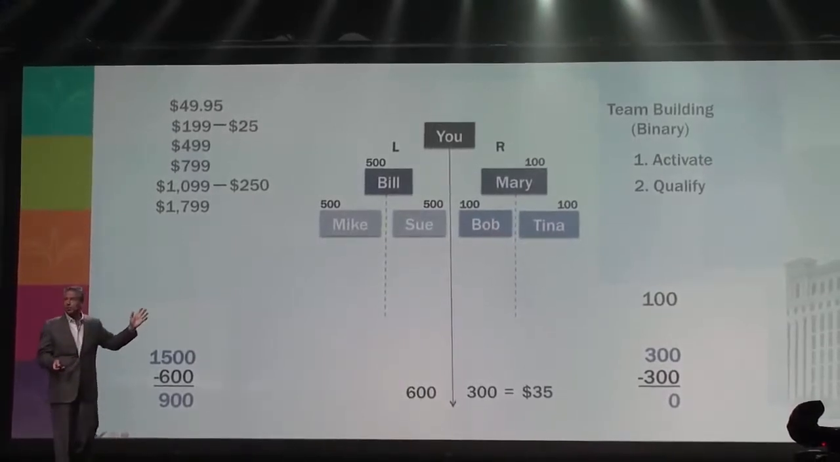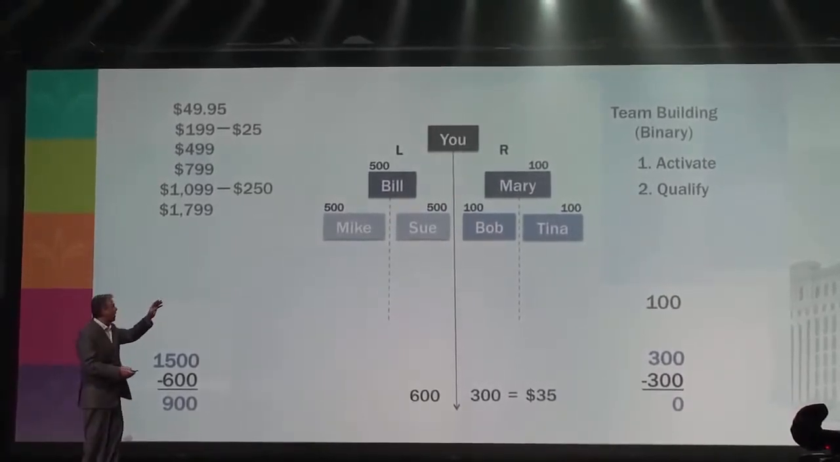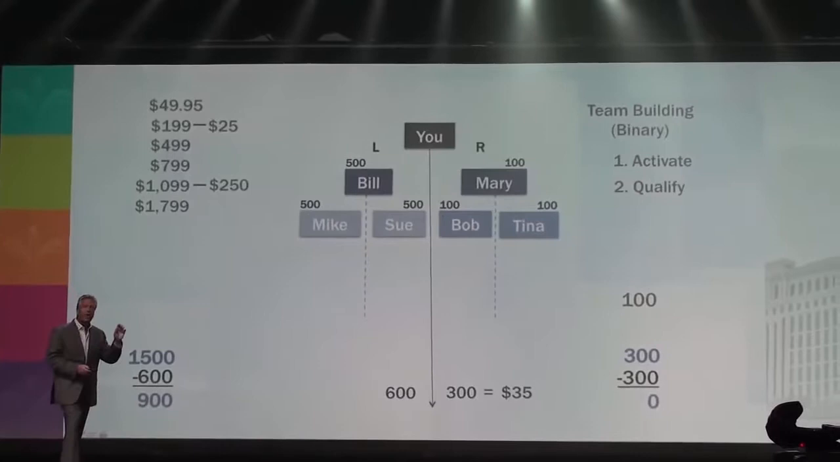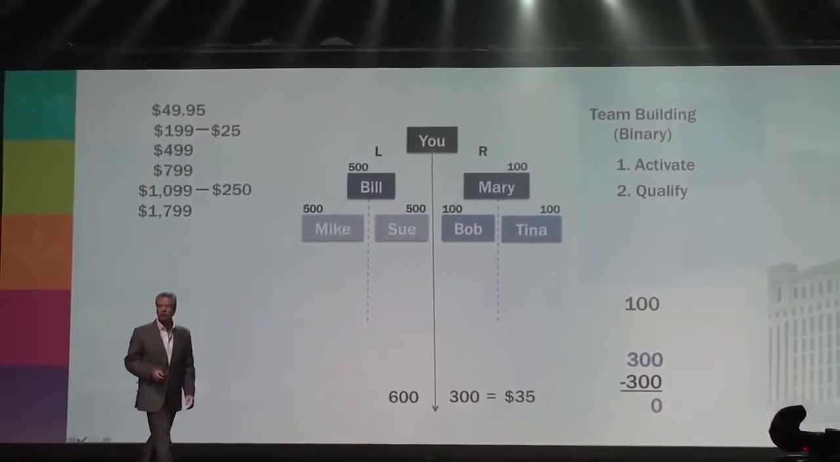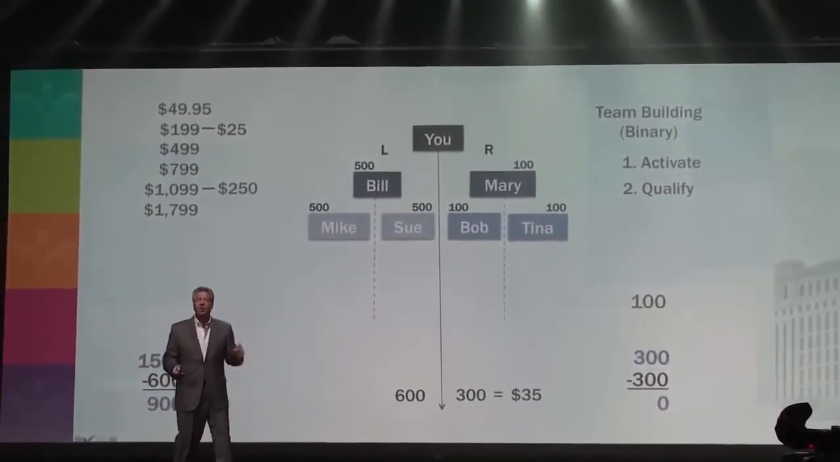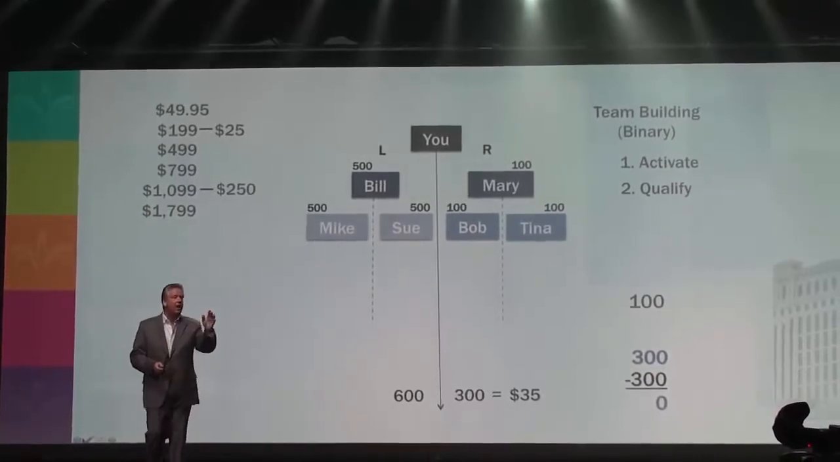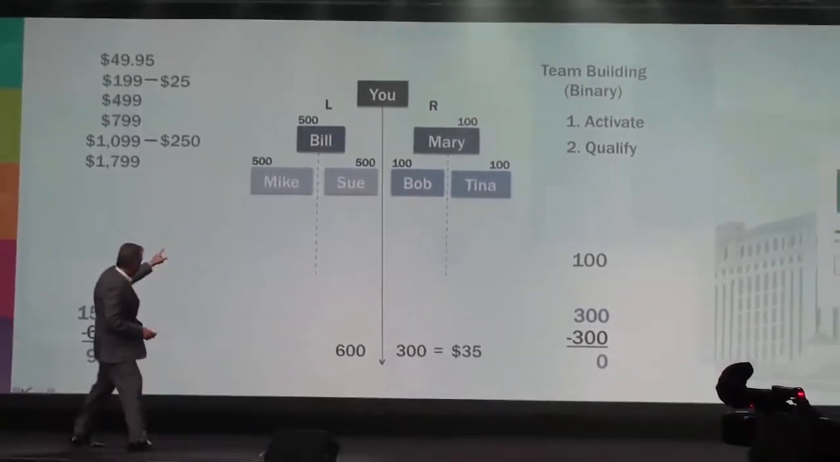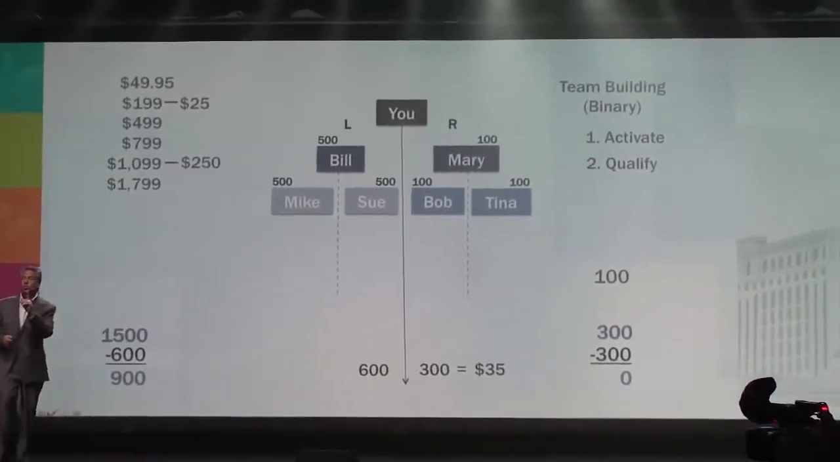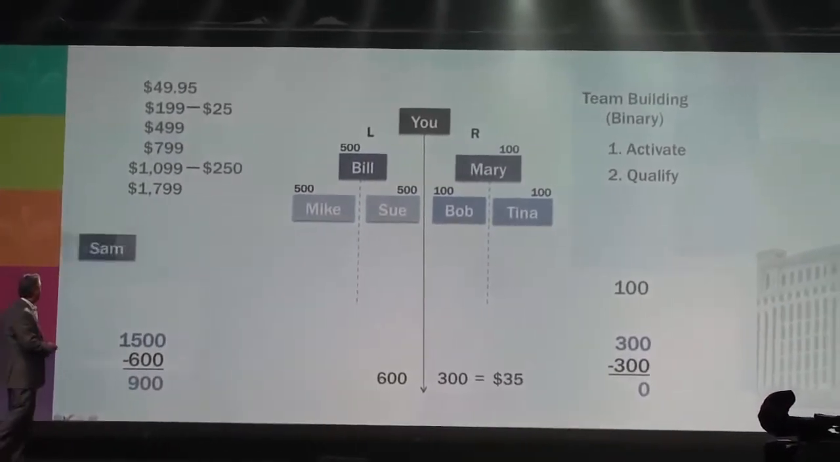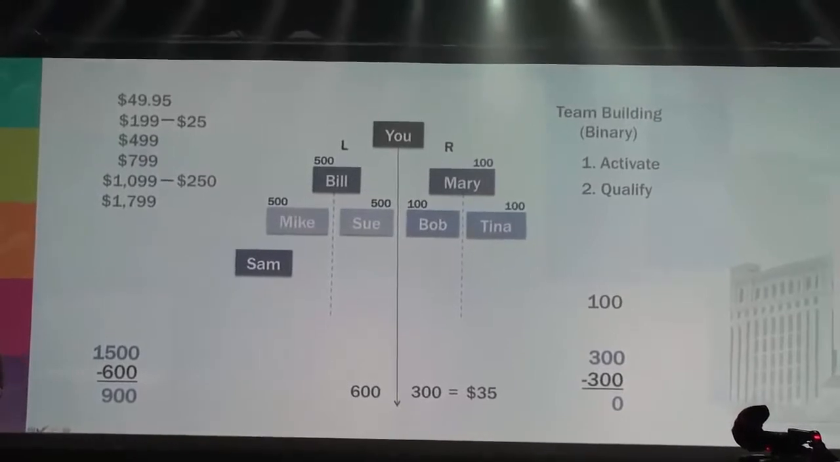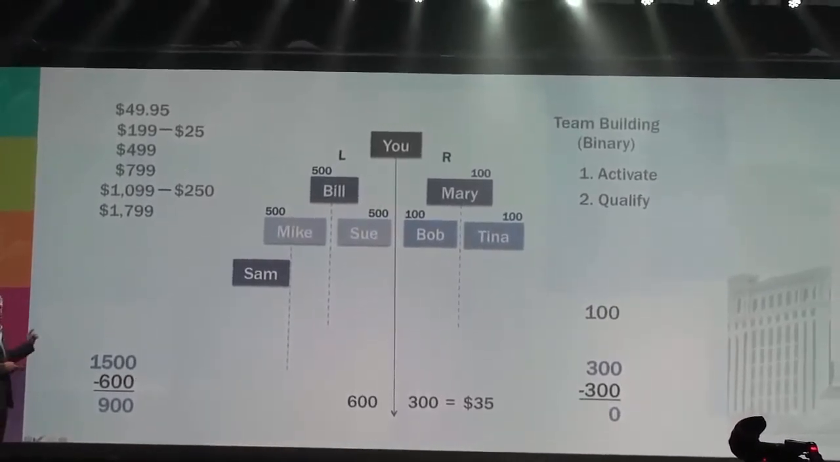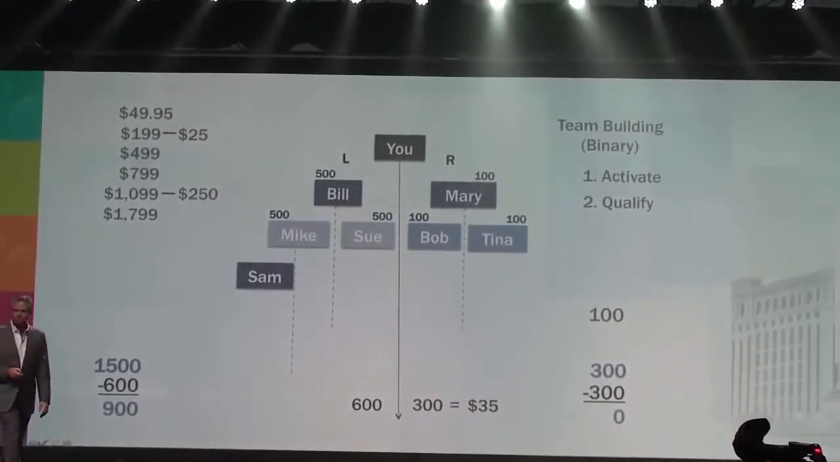Bill already owns that position. So the computer's going to go straight down to where Mike is and try to place him there. Can he go there? Mike owns that position. The computer's going to search out and find the first available open position straight down that line. And that's where Sam's going to go, which is right there. Okay? And that happens to fall on Mike's left team.